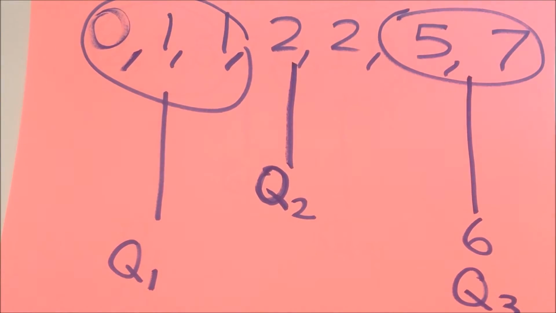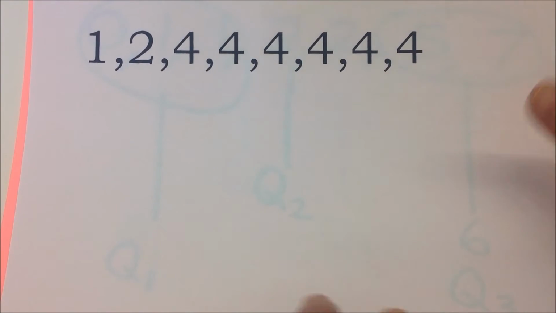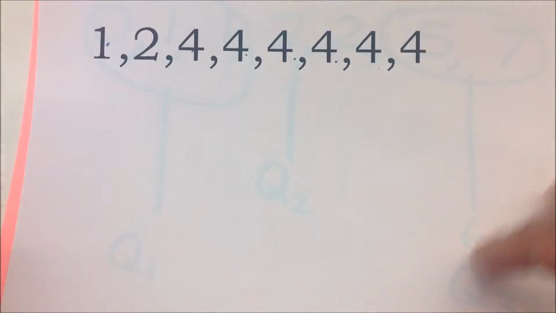Let's try another one. Now, are the numbers in order? They're in order. Let's count them. 1, 2, 3, 4, 5, 6, 7, 8.